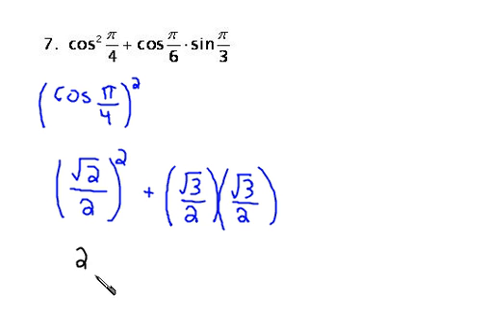Root 2 squared is 2 over 4, so that's 1/2 again, plus 3 over 4. So root 3 times root 3 is just 3. 2 times 2 is 4. And look at this. 2 over 4 plus 3 over 4 is going to give you 5 over 4. And that's it.